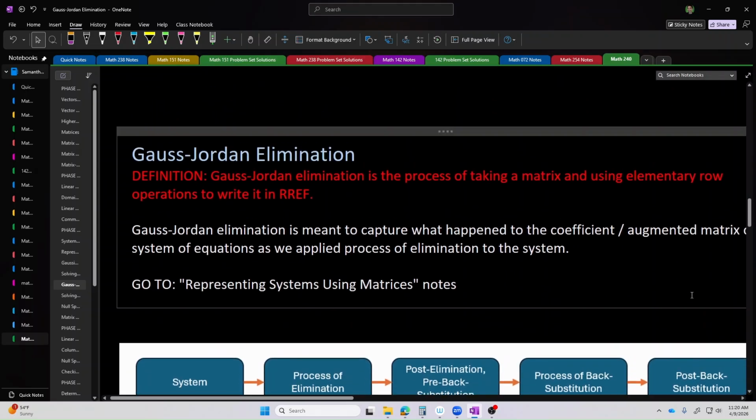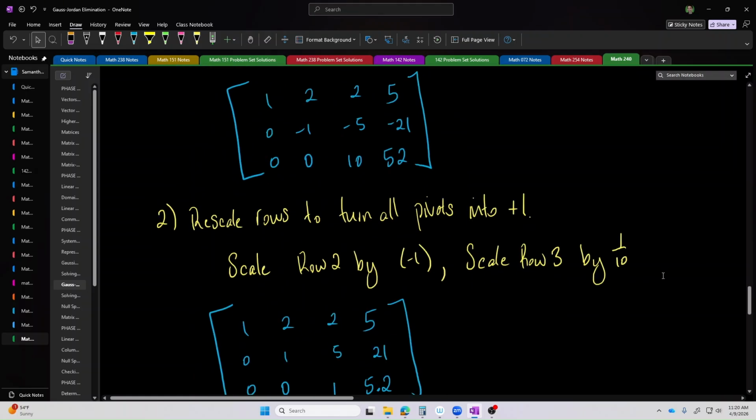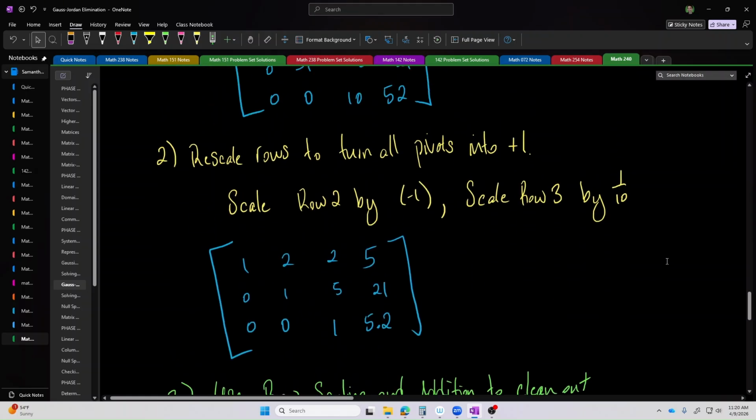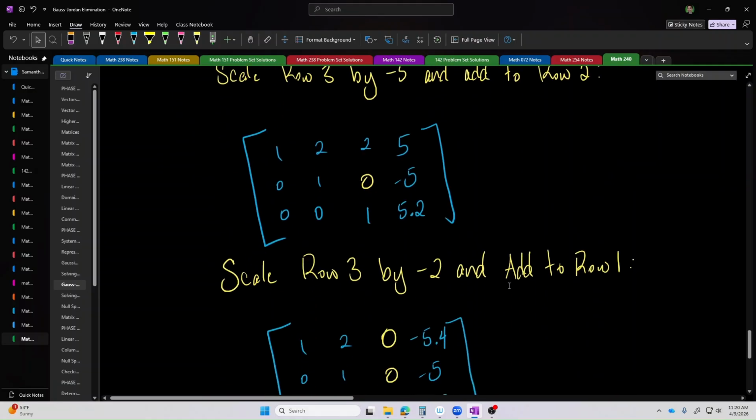The Gauss-Jordan elimination algorithm starts by performing regular forward Gaussian elimination, as we learned about 2 lessons ago. Then you go into that row reduced matrix, you rescale all the rows to turn pivots into 1, and then you go backwards through the matrix from right to left and use row scaling and row addition to eliminate the entries above the pivots in the matrix.